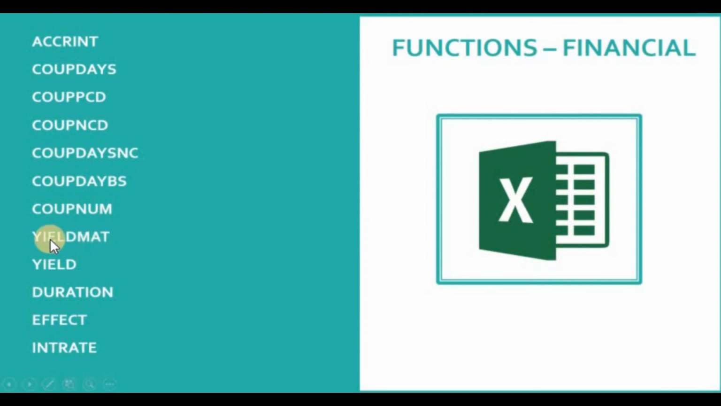YIELDMAT is to calculate the total returns percentage at maturity. YIELD is to calculate the total returns percentage. DURATION is to calculate how many years it will take to repay the investor using cash flows. EFFECT is to arrive at the effective interest rate. INTRATE is to calculate the interest based on investment period and returns.